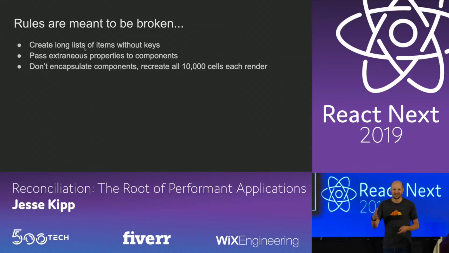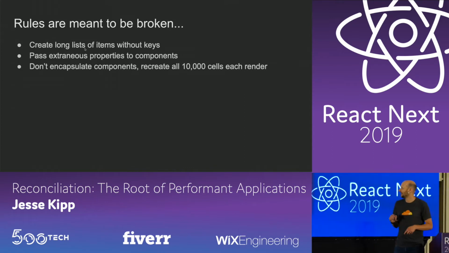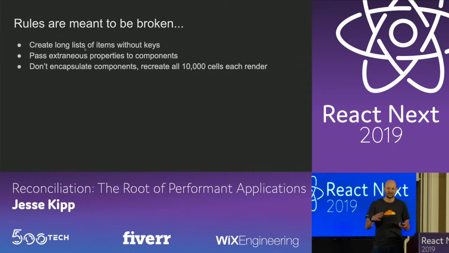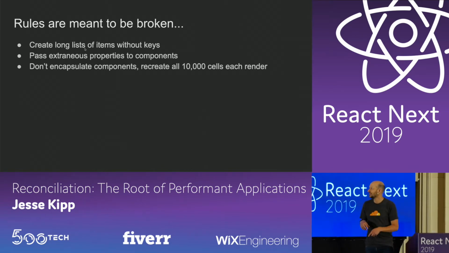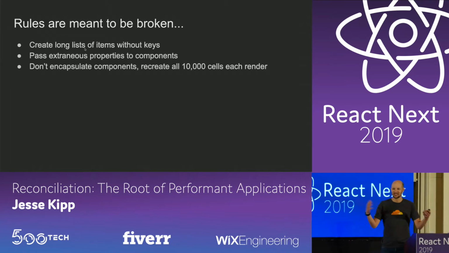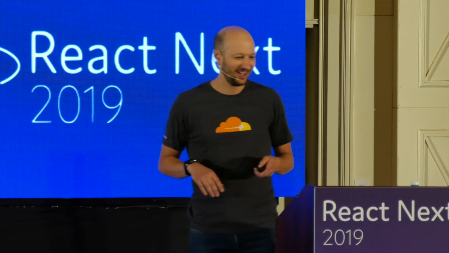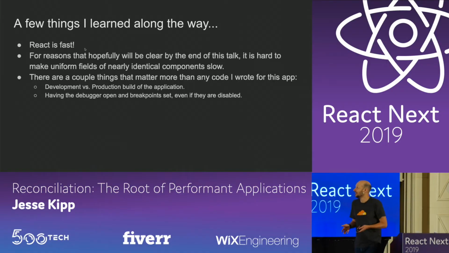So first of all, I tried to break every rule of the performance recommendations for React, right? It's got all these things that you're supposed to do. Long lists of elements should have keys. Don't pass extraneous properties to your components, and maybe don't create enormous lists of 10,000 elements all within a single render call. So I did all of that stuff, and I learned a few things on the way about this.